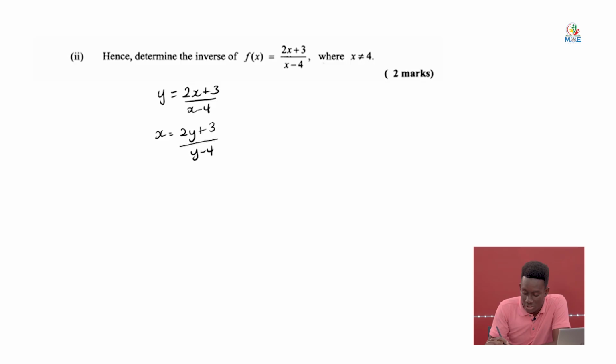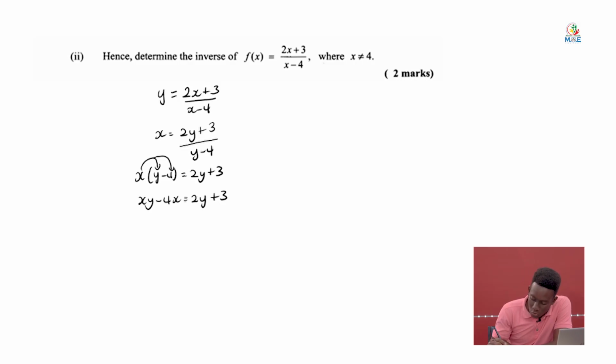The first thing we want to do, just like just now, we take over what is at the bottom here. So everything is divided. When we take it over, we'll multiply. So you'll have x multiplied by y minus 4 is equal to 2y plus 3. And then we distribute the x. This will become xy minus 4 times x would be 4x is equal to 2y plus 3. And then we bring all the terms with y over on this side and bring over everything else on the other side.